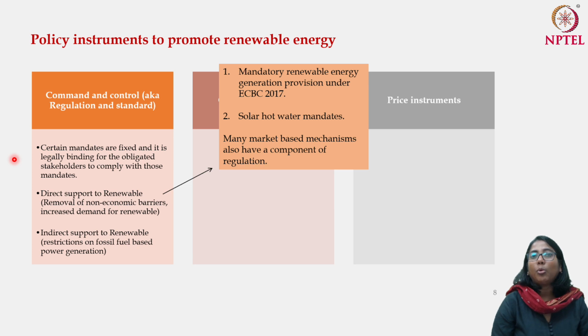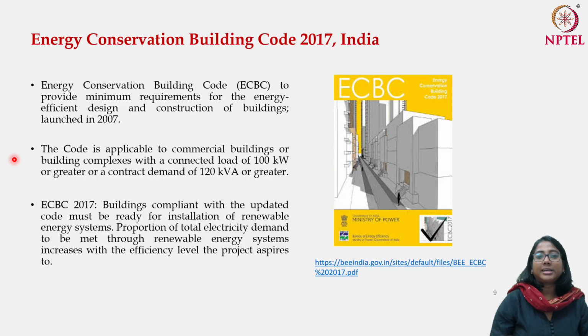Usually the policies have more than one component. So in our later discussion, we will see that the policies that we are trying to discuss under the quantity instrument have a kind of mandatory component in that as well. So oftentimes you will see that the policies are a mix of one or two domains. So we start with the mandatory renewable energy generation provision under the ECBC 2017.